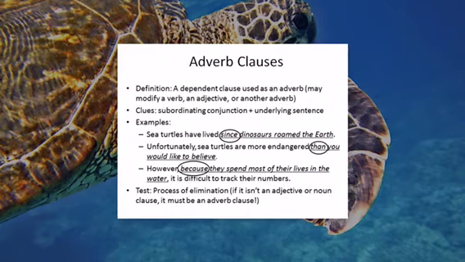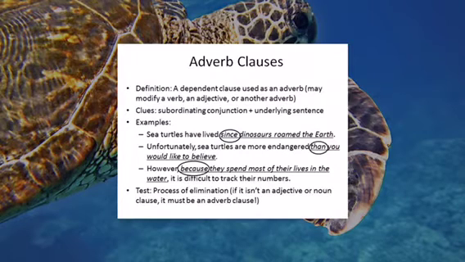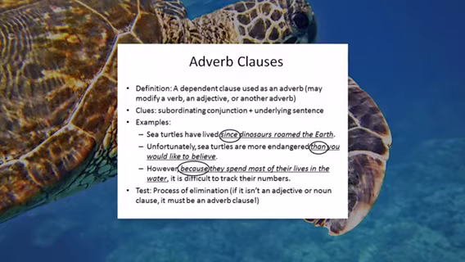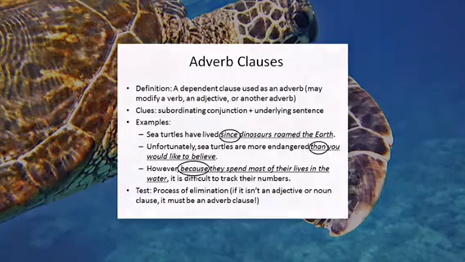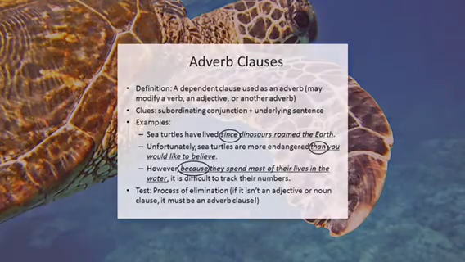Finally, look at the third example. However, because they spend most of their lives in the water, it is difficult to track their numbers. Is the word however a noun? No, so this can't be an adjective clause. Can you replace the clause with a pronoun? If we said, however, it is difficult to track their numbers. Does it make sense? Nope, so this can't be a noun clause, which means by process of elimination, it must be an adverb clause.